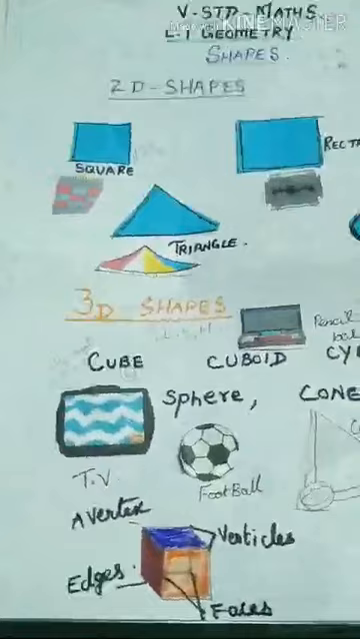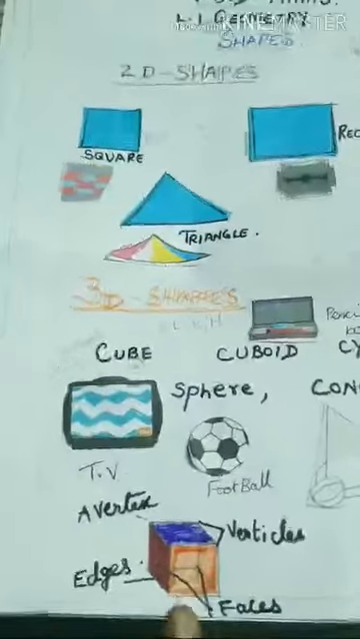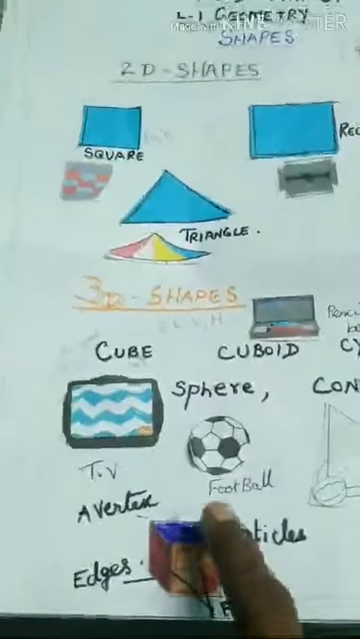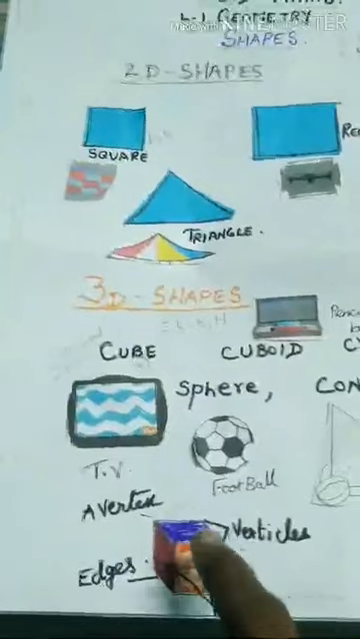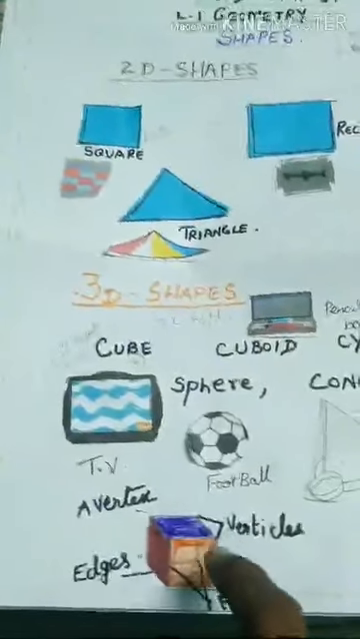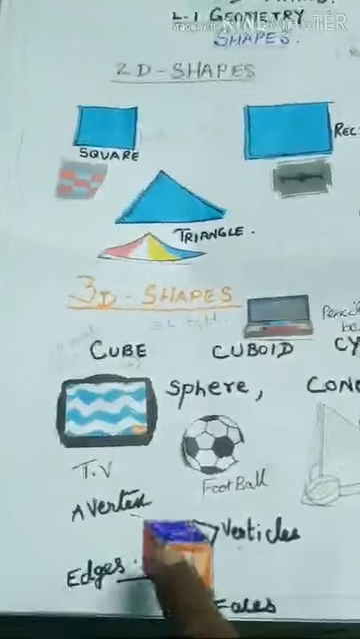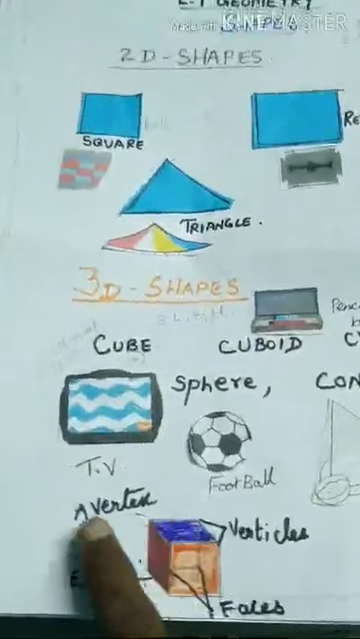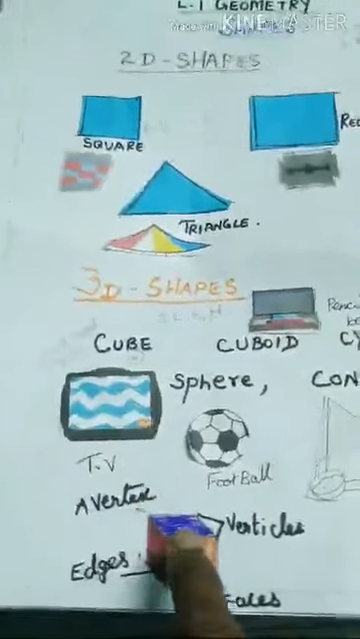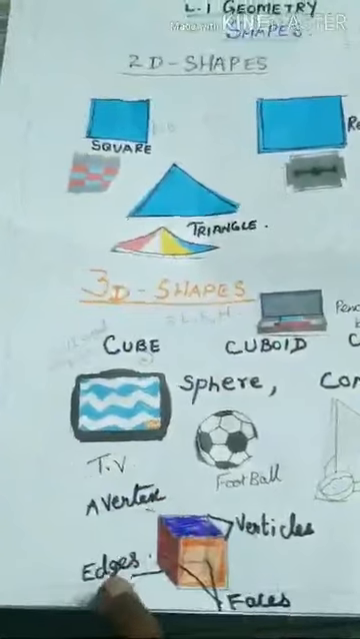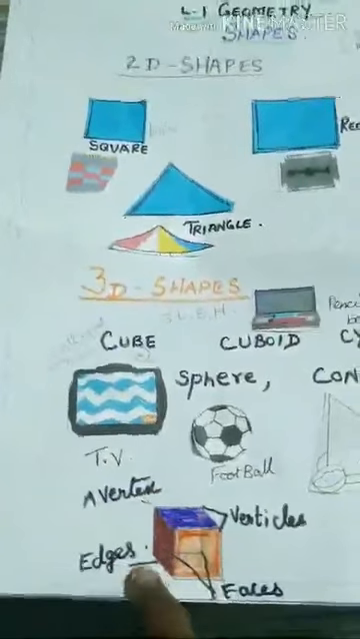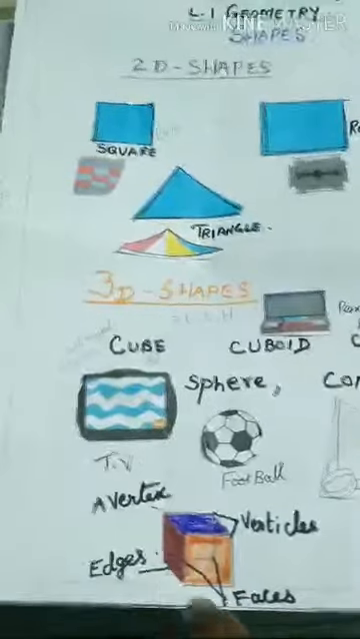Now let me move on to the cube. The corner of the cube is called a vertex. If there are 2 or more corners, they are called vertices. The edges of the cube are called edges, as you have here. And then faces, these are the faces.